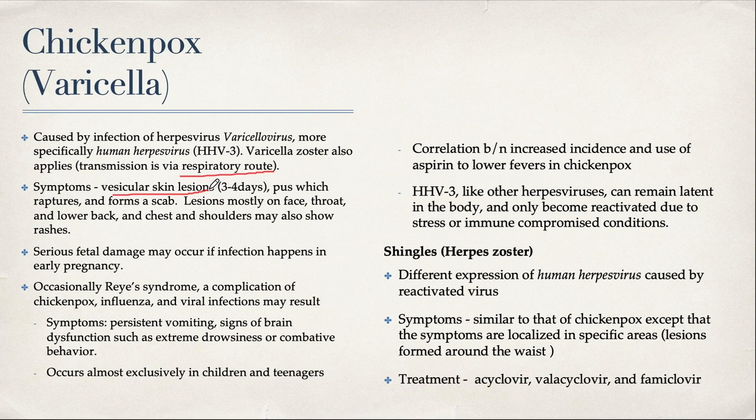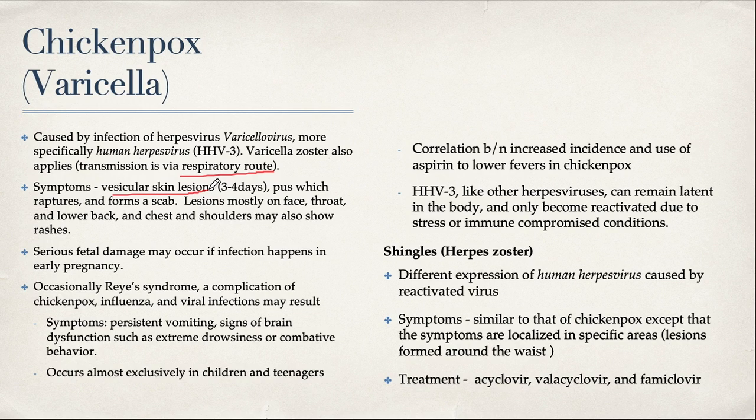These lesions you commonly see on the face, the throat, the lower back, the chest and shoulders, and the like. There could be serious fetal damage during pregnancy, in the early part of pregnancy. And so it's something that is really looked out for at that stage of pregnancy.